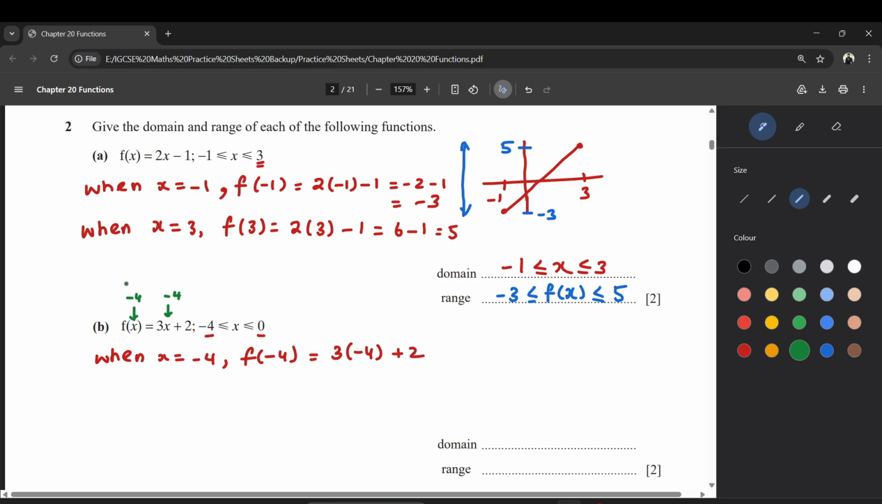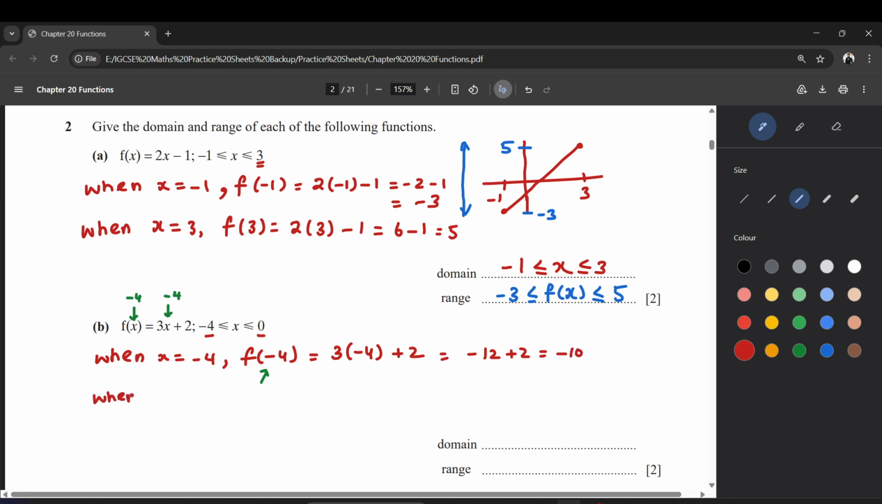I'm saying that input the value of minus 4 into your function. Okay, that is your input. Give this input to the function. So that's what this statement means. All right, so 3 times minus 4, that will be minus 12 plus 2, which is equal to minus 10.